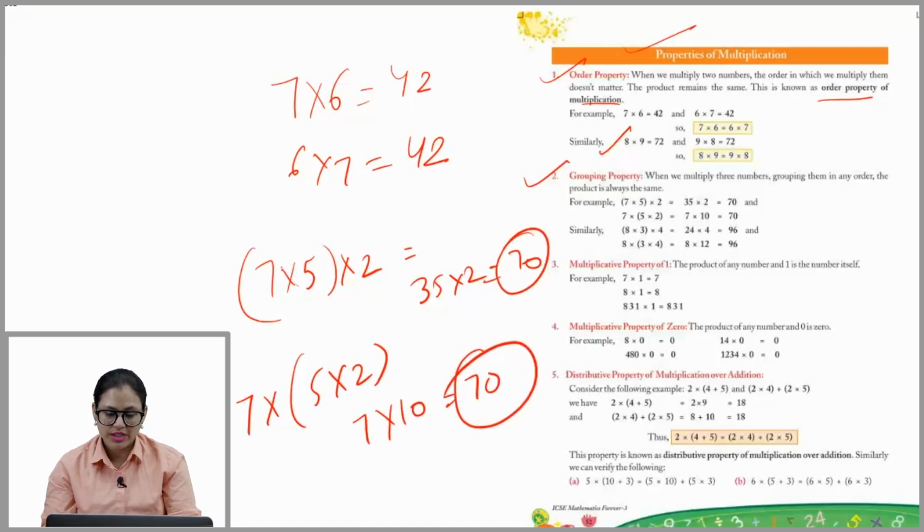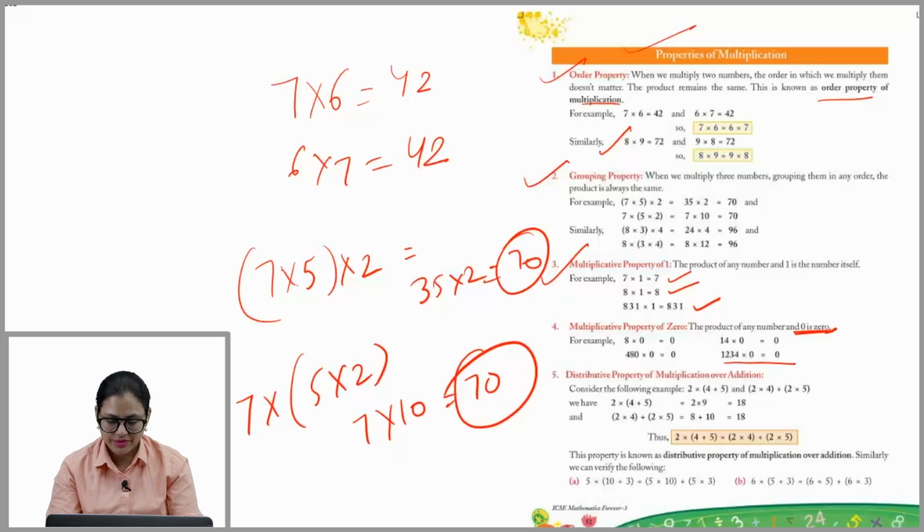Number 3, multiplicative property of 1. The product of any number and 1 is the number itself. See, 7 into 1 is 7, 8 into 1 is 8, 831 into 1 is 831. Number 4, multiplicative property of 0. The product of any number and 0 is always 0. No matter how big the number is, whenever you multiply a number by 0, the product is always 0.